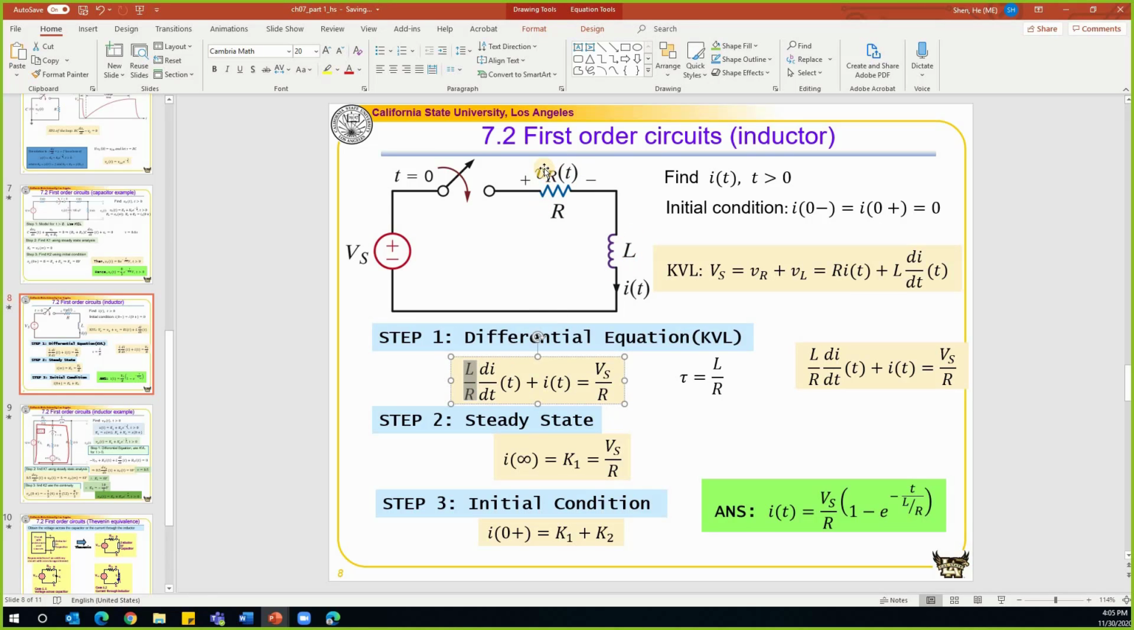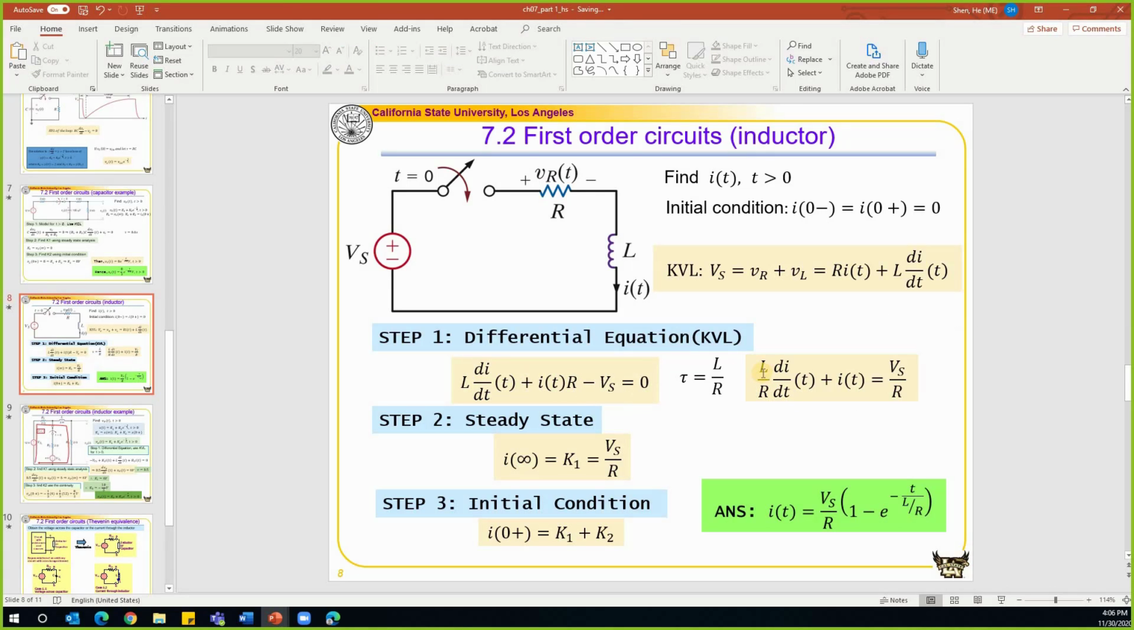The voltage drop on this resistor is equal to VR, which can be calculated by using the current i(t) times R. The voltage drop on this inductor is equal to L times di/dt. And the voltage drop on this component is equal to negative Vs. So we have VR plus L di/dt minus Vs equal to 0. So this is the KVL equation. After we get this KVL equation, we can put it into a standard form. We divide the equation by R on both sides, so we have L over R here times di/dt, plus i, and on the right-hand side, Vs over R. So this is how we get the differential equation.